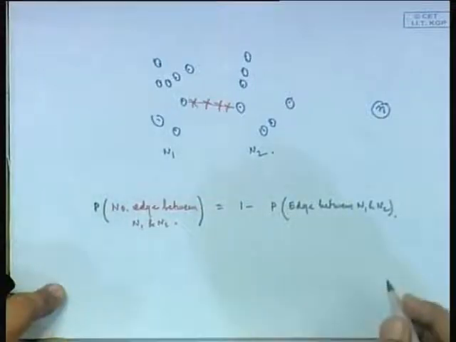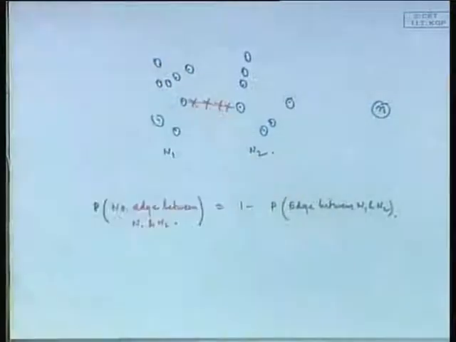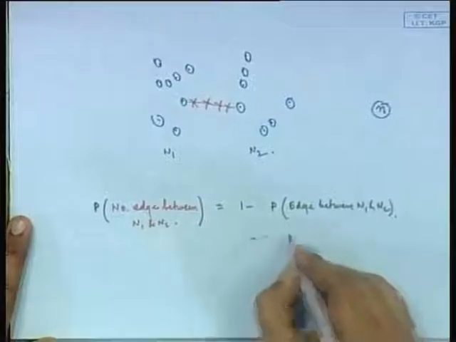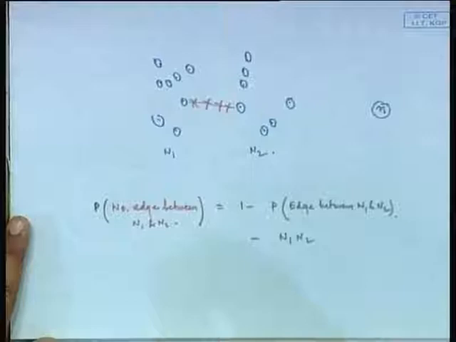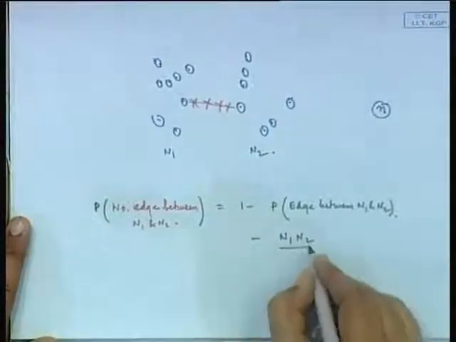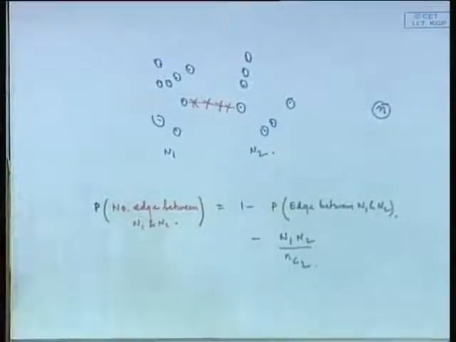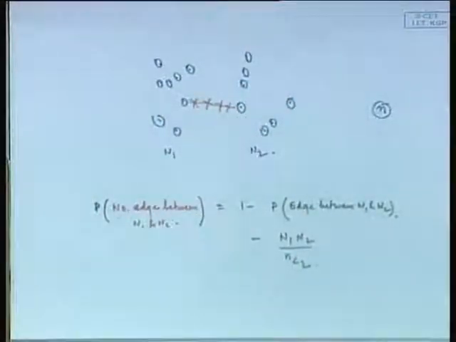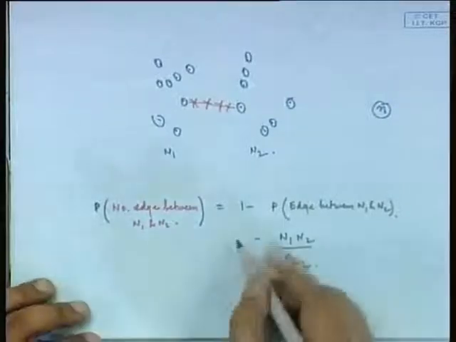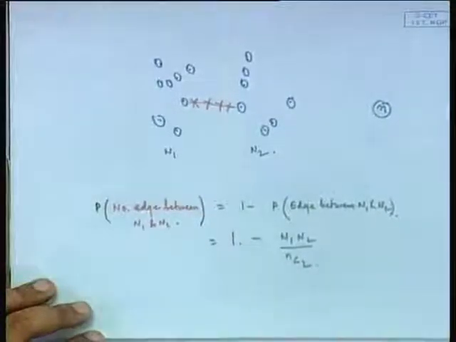And so, what is the probability? How many edges can fall between n1 and n2? n1 into n2. And how many total edges can be formed? N C 2, total number possible. You are throwing an edge, so it can take N C 2 positions, out of which these n1 into n2 positions should be avoided. Clear?